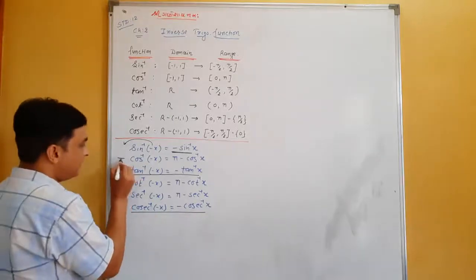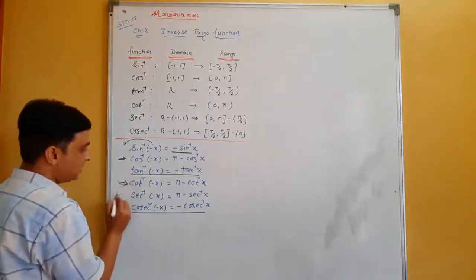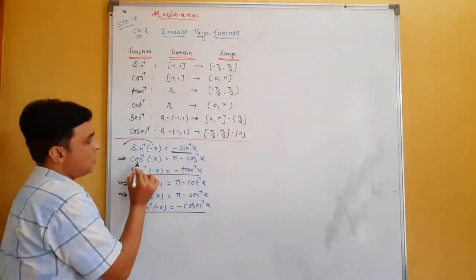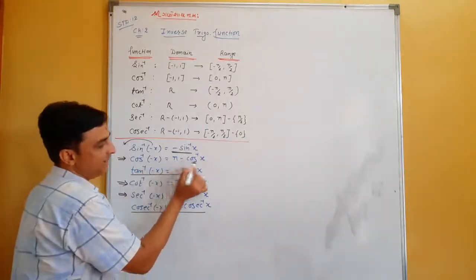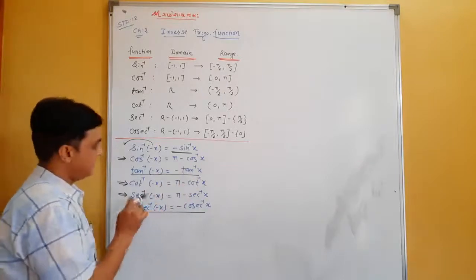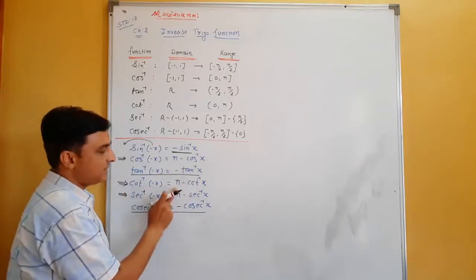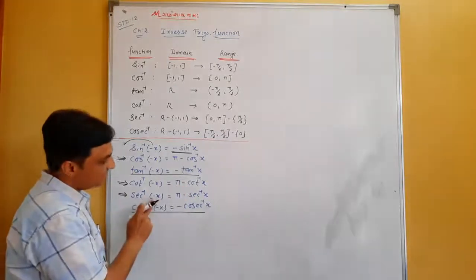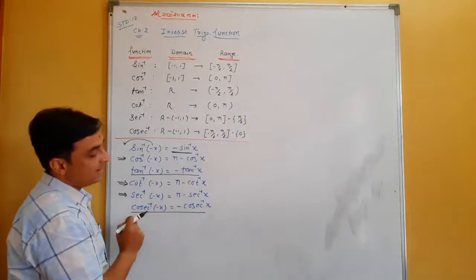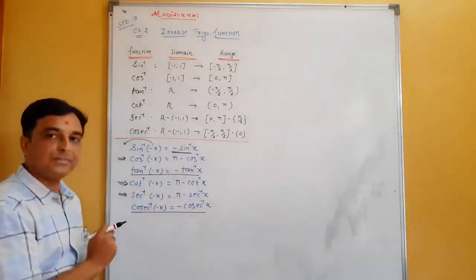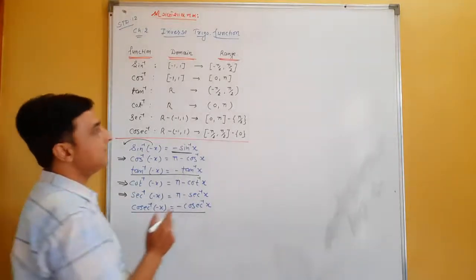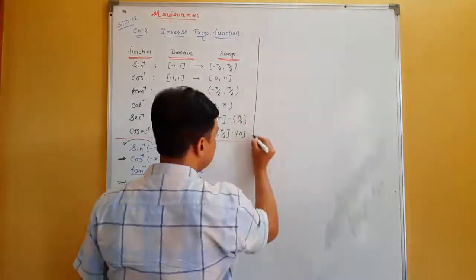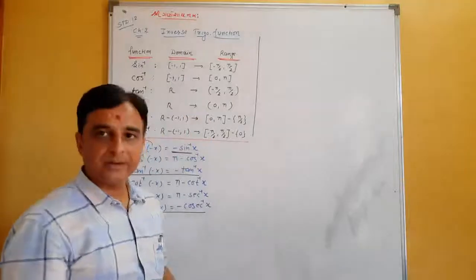And for these three functions, cos inverse, cot inverse and sec inverse: cos inverse of minus x is pi minus cos inverse x. Similarly, cot inverse of minus x is pi minus cot inverse x, and sec inverse of minus x is pi minus sec inverse x. Using these, we have to find the value of the given function.